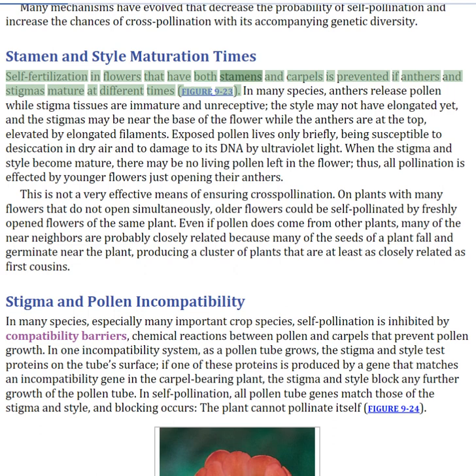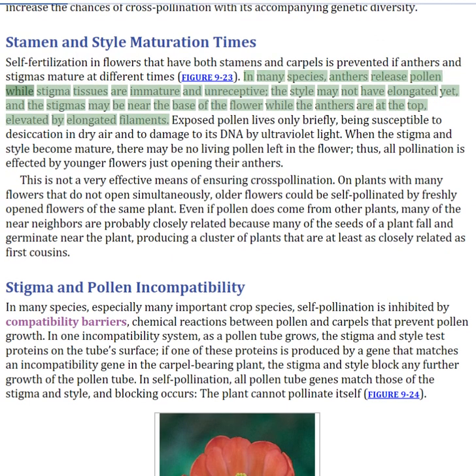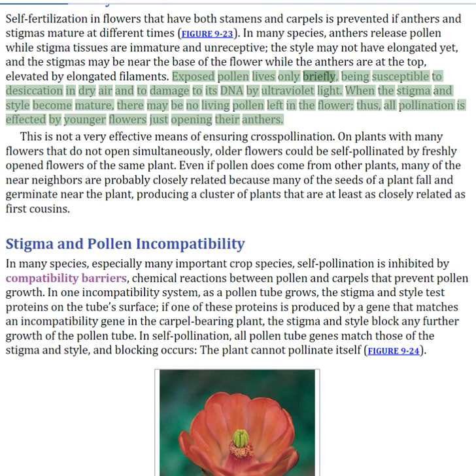Self-fertilization in flowers that have both stamens and carpels is prevented if anthers and stigmas mature at different times. In many species, anthers release pollen while stigma tissues are immature and unreceptive. The style may not have elongated yet, and the stigmas may be near the base of the flower while the anthers are at the top, elevated by elongated filaments. Exposed pollen lives only briefly, being susceptible to desiccation in dry air and to damage to its DNA by ultraviolet light. When the stigma and style become mature, there may be no living pollen left in the flower, thus, all pollination is effected by younger flowers just opening their anthers.